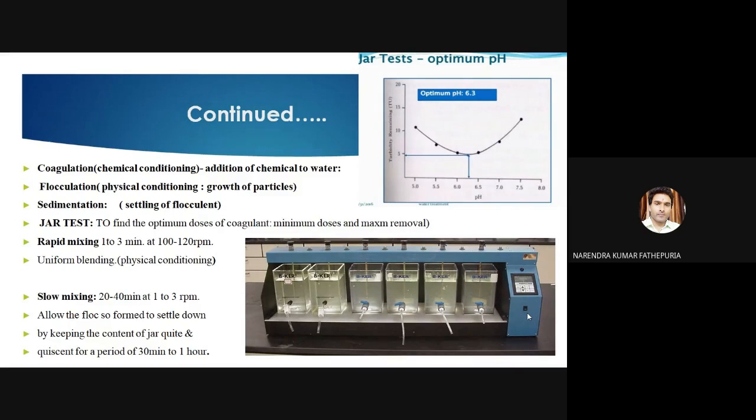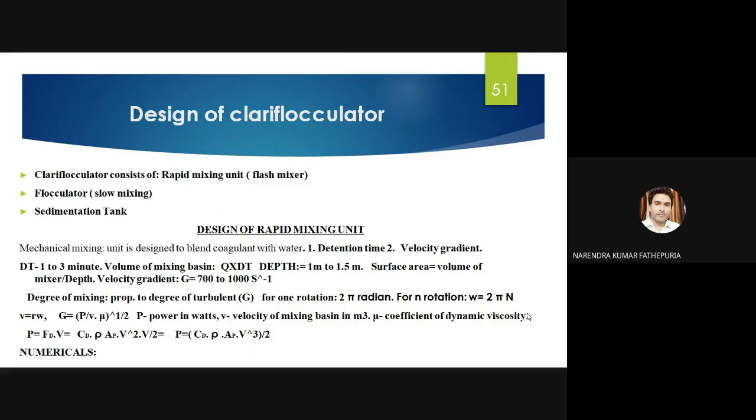Also, what test is required for coagulation? The jar test is very common. What are the mixing stages? How you will mix the coagulant in a flash mixing chamber, then rapid mixing and slow mixing, right? Then the design of the clariflocculator. Last time we designed a clariflocculator, and various parts we designed.